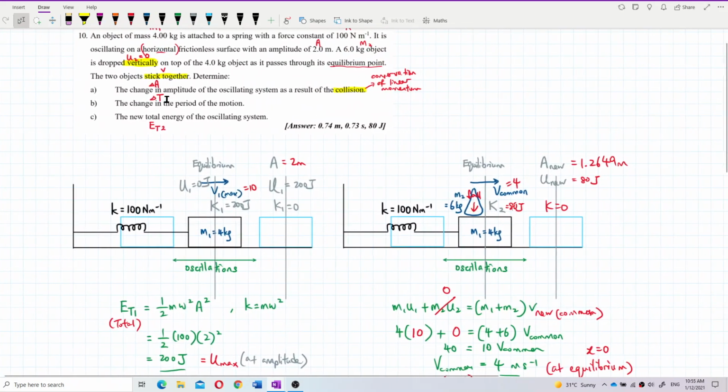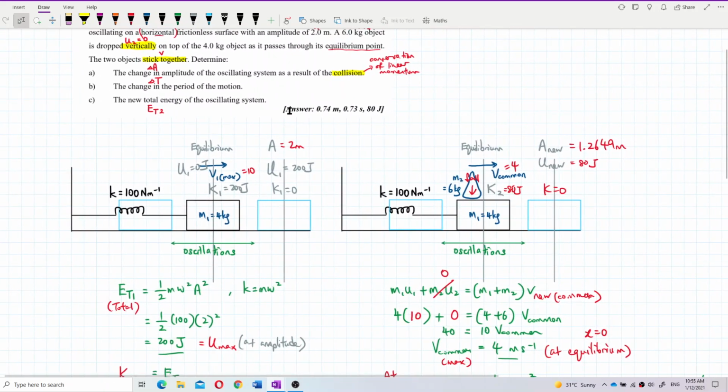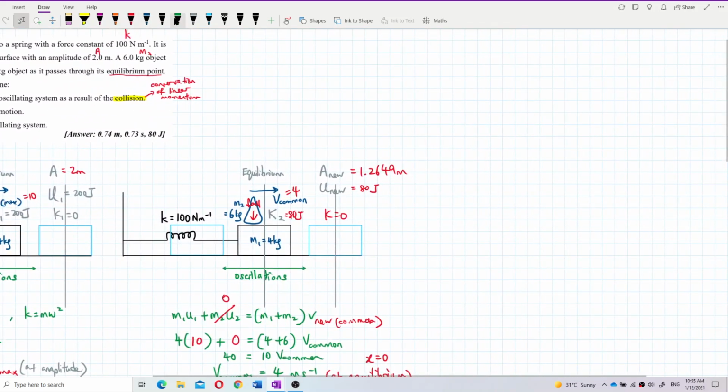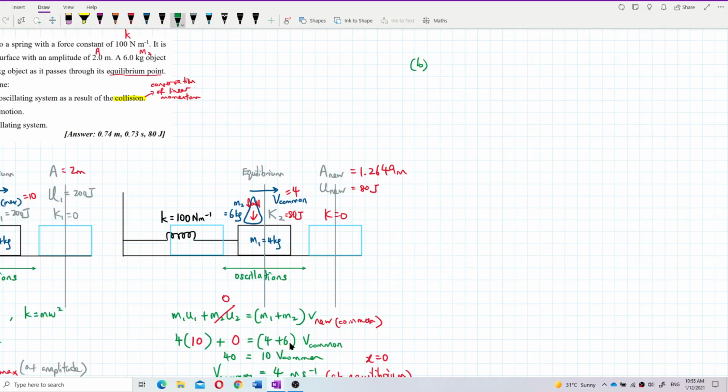Okay, so we have almost finished the questions. Question B: what is the change in period of the motion? Very easy, this one. You just use a formula to compare. Because it's a spring mass system, the period equals 2 pi square root m over k. We're going to use this. We have the first period and the second period, so we need to calculate both of them.